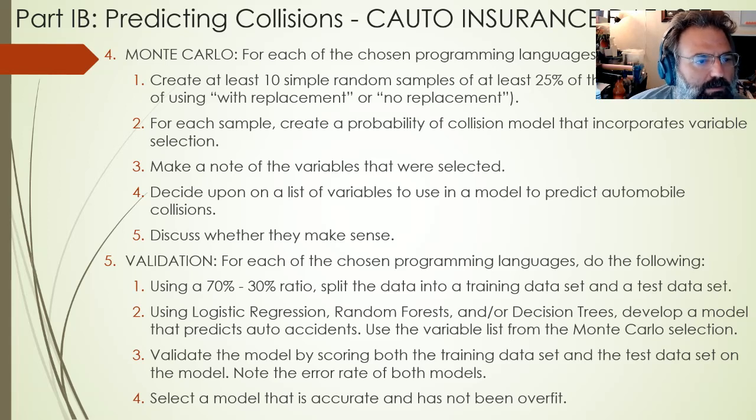So create at least 10 simple random samples of at least 25% of your data. Your choice of using with replacement or without replacement, and we kind of talked about that. You're going to do with replacements if you're doing 10 random samples of 25%. Otherwise, you're going to run out of data. For each sample, create a probability of collision model that incorporates variable selection.